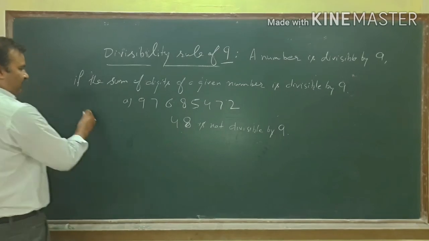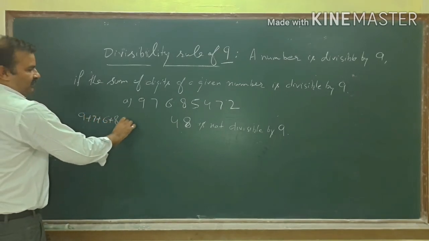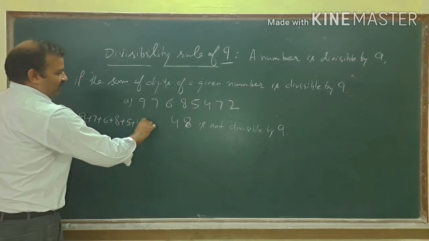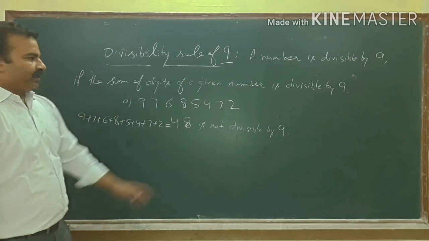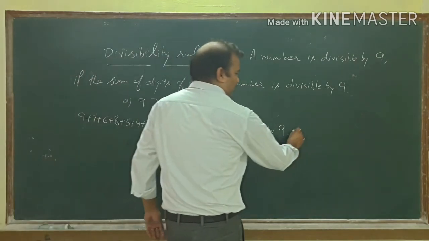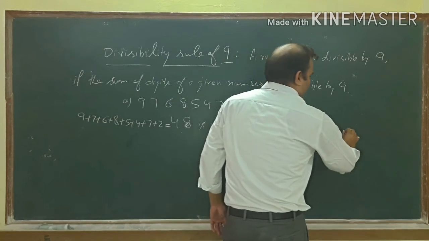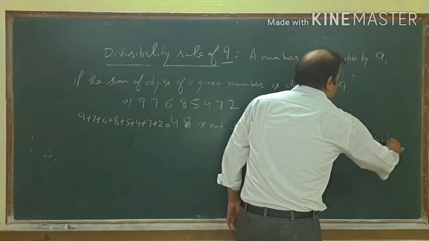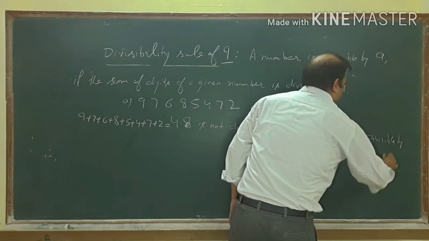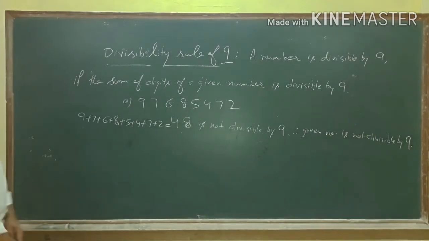And how did the sum come? I'll write here 9 plus 7 plus 6 plus 8 plus 5 plus 4 plus 3 plus 2. This is not divisible by 9. Therefore the given number is not divisible by 9.